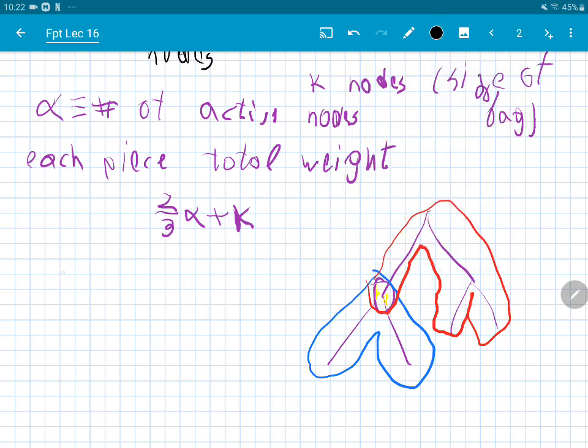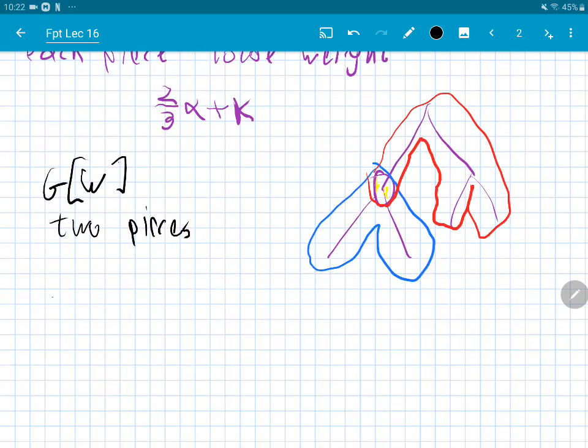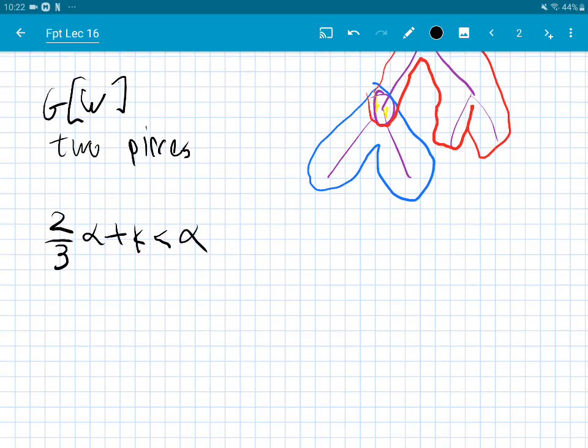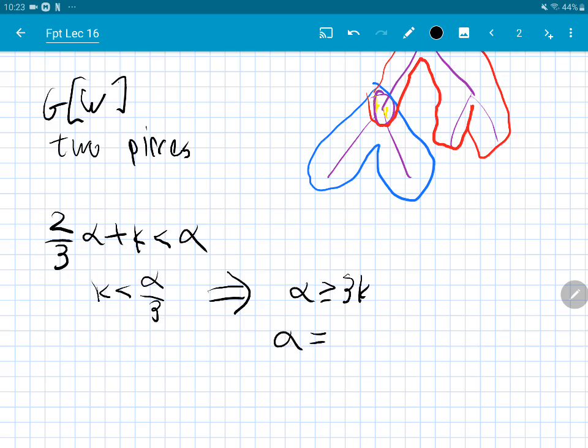So this breaks our graph GW, the current graph, into two pieces. And the important thing is that every one of those pieces is going to have 2/3 alpha plus k active nodes, and to make the thing work, we need this to be smaller than alpha, right? Because that says that the number of nodes is not increasing. So if you reorganize this, you will get k is smaller than alpha over 3, which means that this would work with alpha larger than 3k. So let's take alpha to be, I think the book takes it to be 3k plus 4.